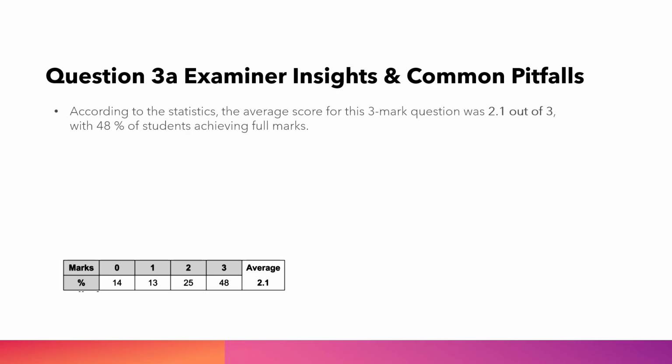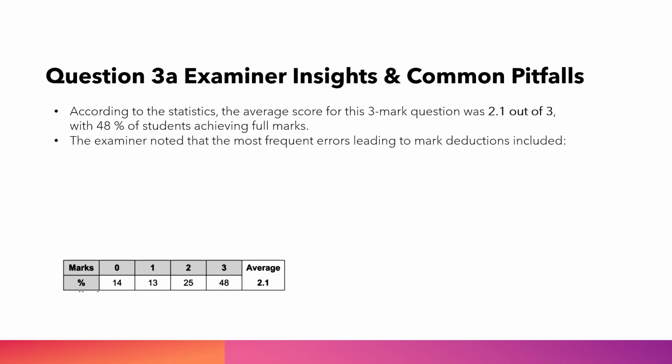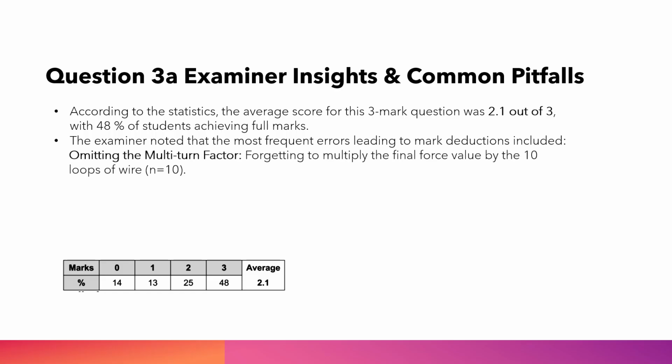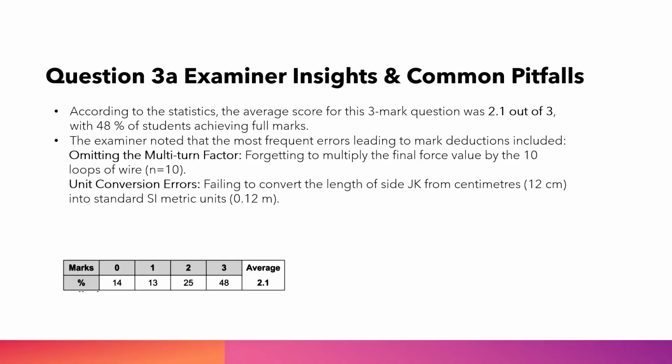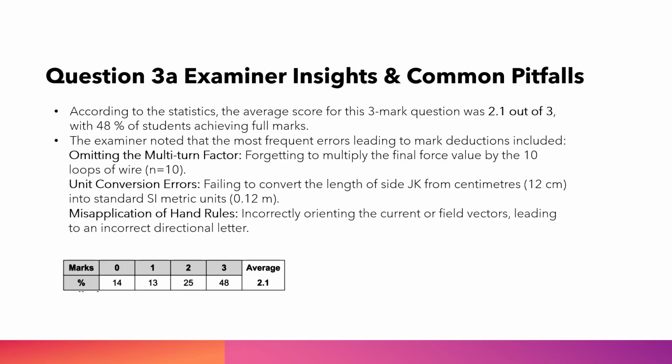According to the statistics, the average score for this 3-mark question was 2.1 out of 3, with 48% of students achieving full marks. The examiner noted that the most frequent errors leading to mark deductions included omitting the multi-turn factor, forgetting to multiply the final force value by the 10 loops of wire, N equals 10. Unit conversion errors, failing to convert the length of side JK from 12 centimeters into standard SI units, 0.12 m. Misapplication of hand rules, incorrectly orienting the current or field vectors, leading to an incorrect directional letter.